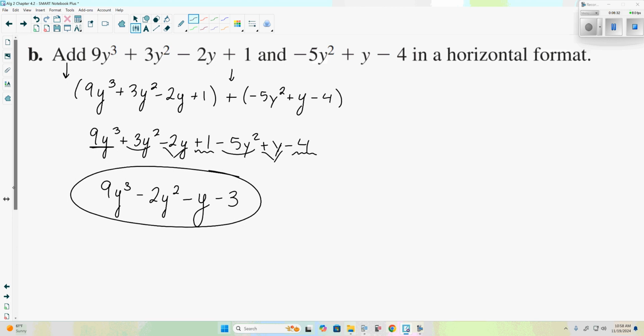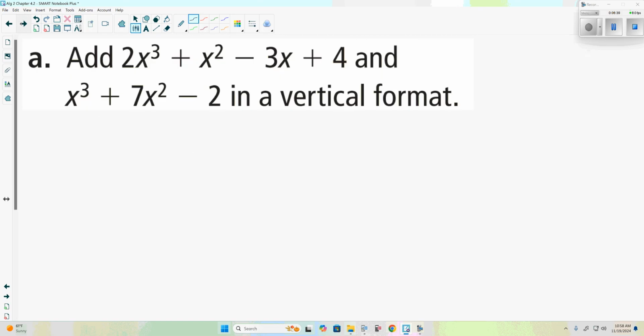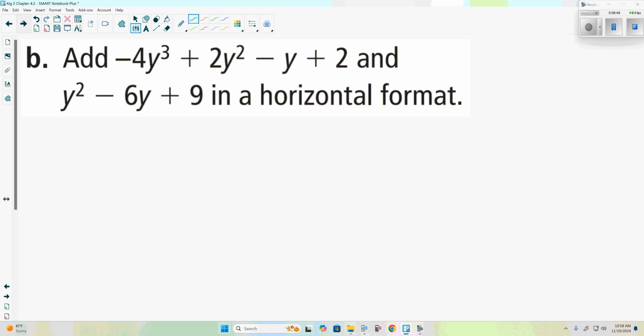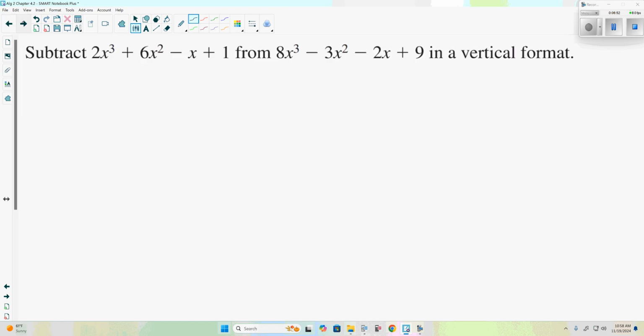Questions on how to add polynomial functions? Do we feel comfortable adding horizontally and vertically? We need to see another example of adding. Okay. Now we're going to subtract.